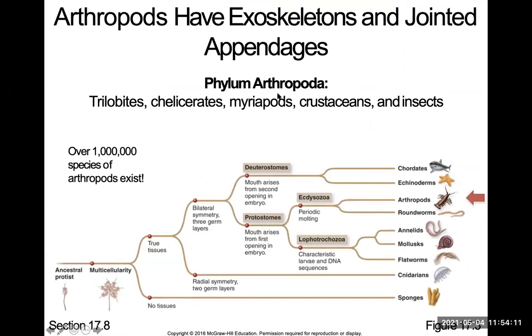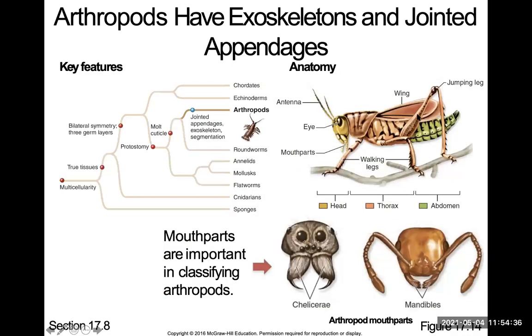This is the most diverse group in all of these. It has over 1 million species of arthropods. This includes trilobites, which went extinct, but we do have lots of fossils. Chelicerates, these are going to have fangs. Myriapods, like centipedes and millipedes. Crustaceans, you probably know the crustaceans, and insects. So let's look at Arthropoda.